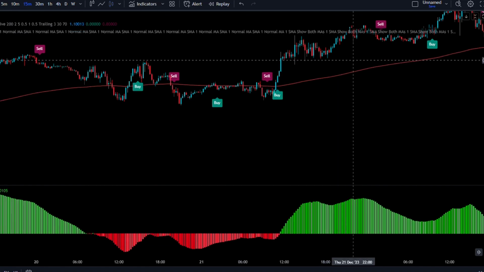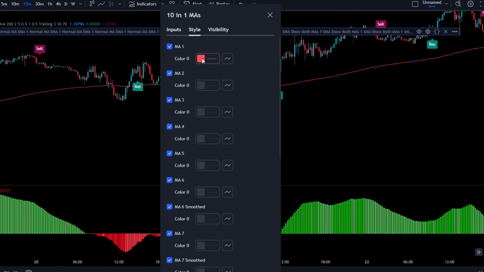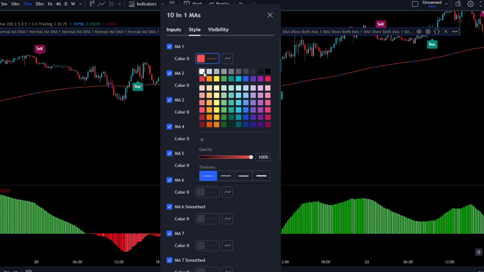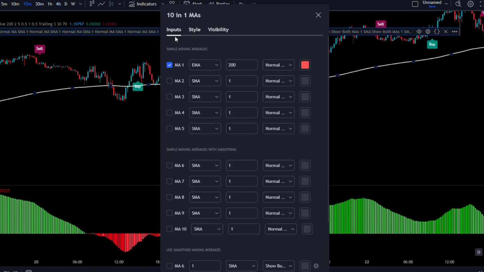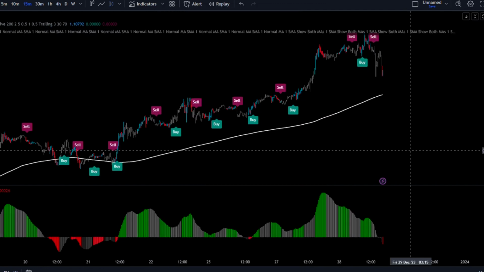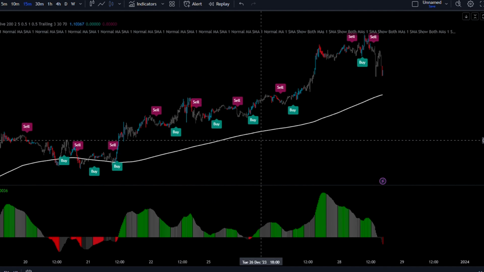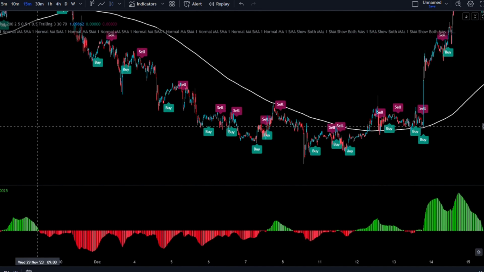Now double click on the line because we need to make some adjustments in the settings. I'm going to change the MA1 color from reds to white and also make it thicker so it's more visible. Then go to inputs and change the MA1 EMA to SMA and change the length to 400. We're going to be using the 10 and 1 indicator to identify the trend direction. When price is trading above this white line, we're in a bullish structural market, and when we're trading below the white line, we're in a sell structural market.